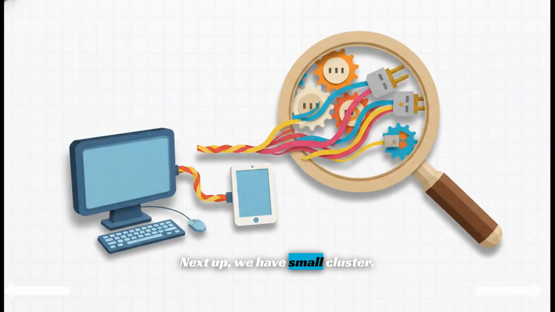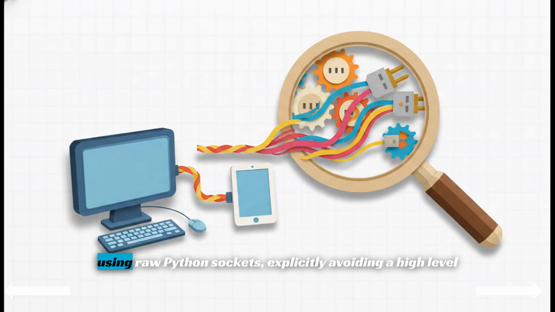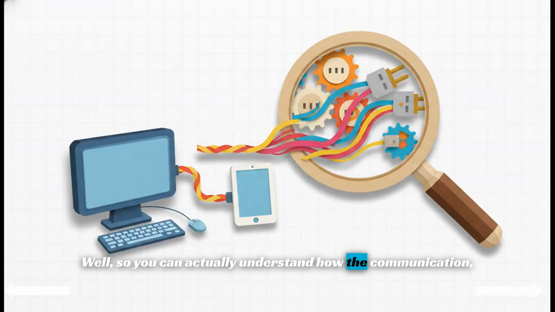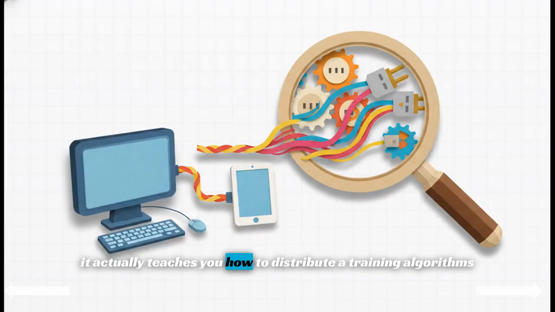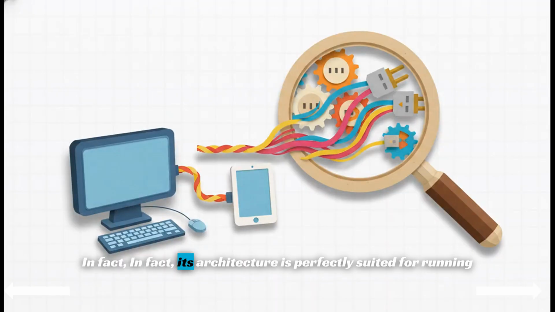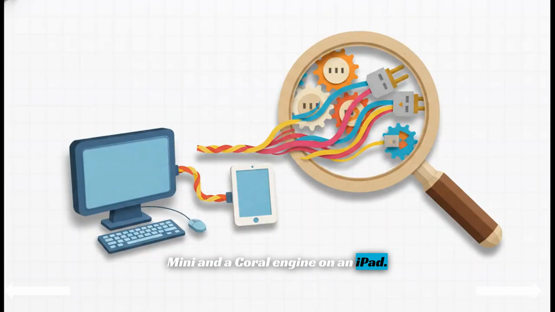Next up, we have smolcluster. This is a brilliant educational library built from the ground up using raw Python sockets, explicitly avoiding high-level networking frameworks. Why? Well, so you can actually understand how the communication, synchronization, and scaling behavior work under the hood. It features zero config node discovery via a tool called Grove, and it actually teaches you how distributed training algorithms function. It is incredibly versatile. In fact, its architecture is perfectly suited for running hybrid inference, like splitting a model's layers between a Mac Mini and the Core ML engine on an iPad.